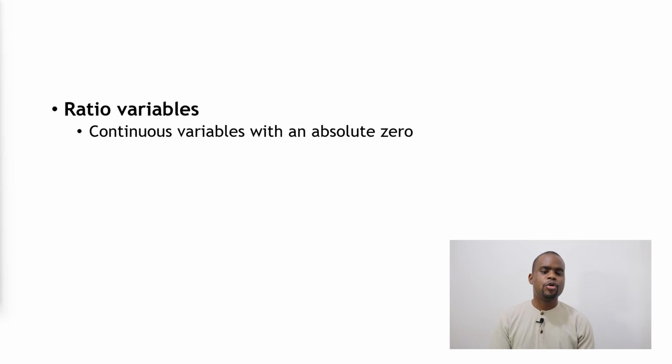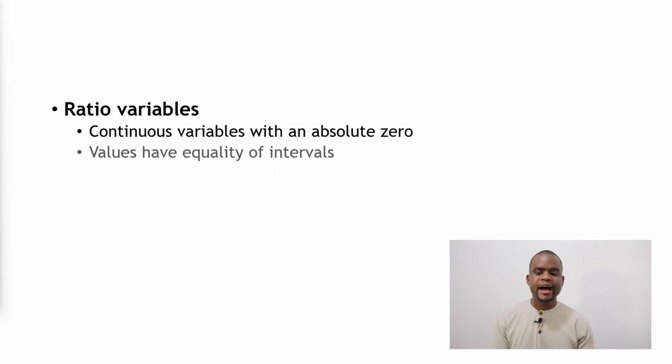Let's take an example of number of people. If you're saying there are 0 people, you actually mean that there are no people. The 0 there is meaningful, and it stands for an absence of something. So that's what it means by absolute 0. And the values also have equality of intervals. Let's explain equality of intervals in a bit.